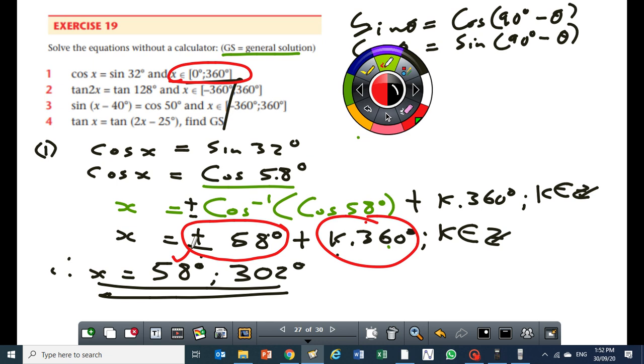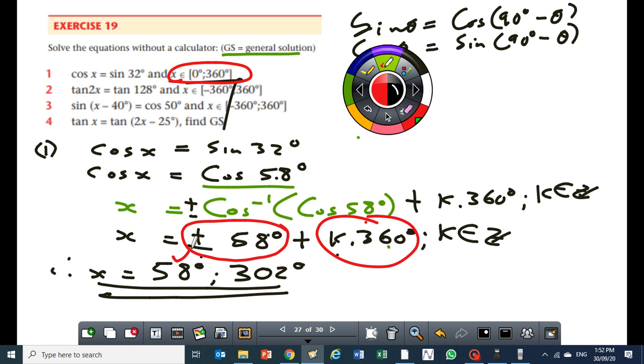1 times 360 gives us 360. But here we have two angles. So if I take the positive, it will be 58 plus 360, which gives me 418. 418 is greater than 360, so we don't want it. But if I take the negative, minus 58 plus 360 will give me 302 degrees. And 302 is between 0 and 360.